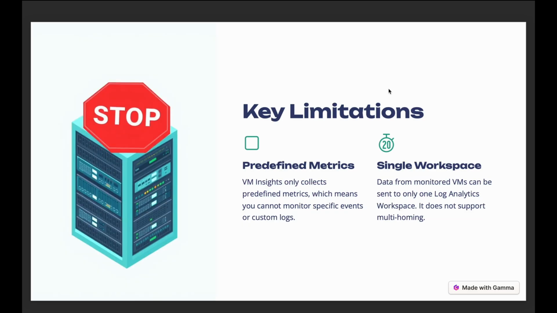So we have some limitations. We have predefined metrics. Whatever metrics the VM Insights feature gives you, we can only use those and cannot change or add any custom events or custom logs. And the VM can only be associated with a single workspace. So the data from monitored VMs for VM Insights can be sent to only one Log Analytics workspace. It does not support multi-homing.